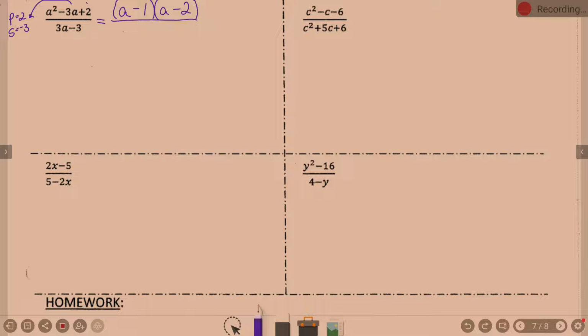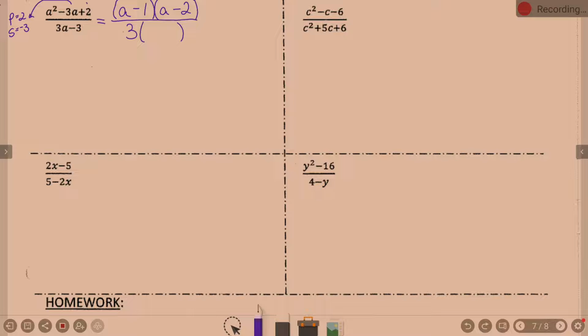What about the denominator? How do we factor 3a minus 3? What should be our first question when we're factoring? Is there a GCF? Well, okay, 3. 3a and 3 do have a 3 in common. So they both have a 3 there, yes?